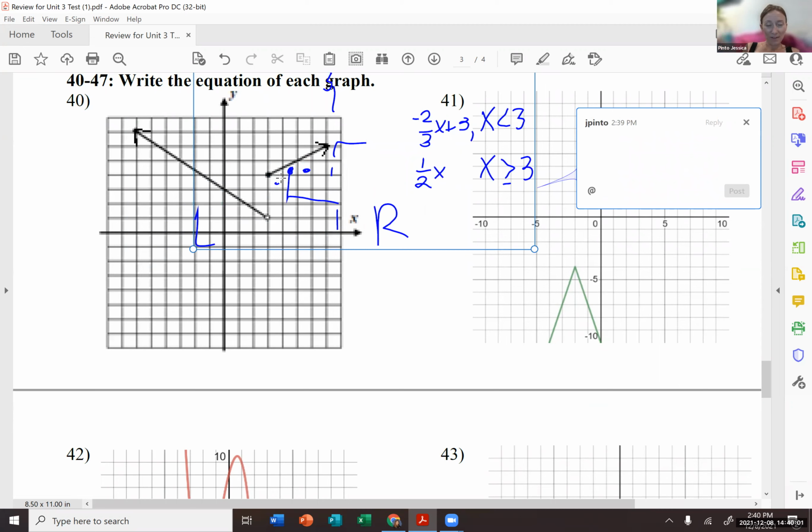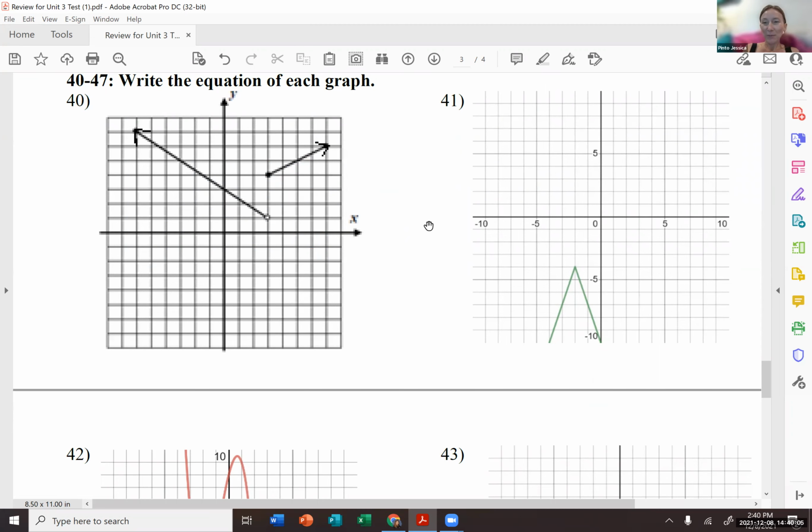I don't know what happened. So there was negative 2/3 x plus 4 for x is less than 3. And then 1/2 x plus 2.5 for x is greater than or equal to 3.